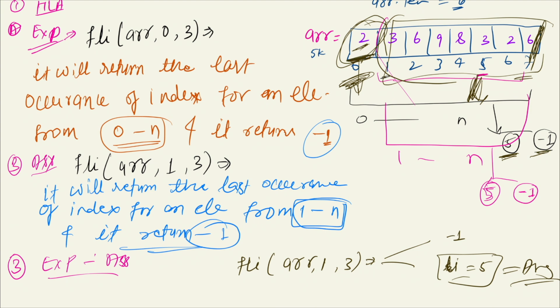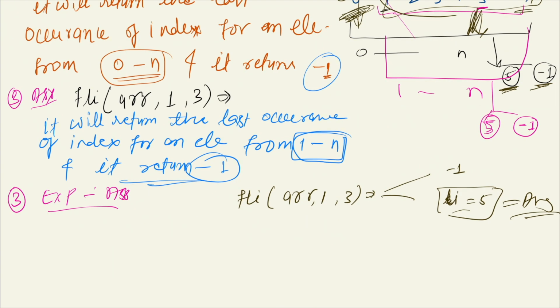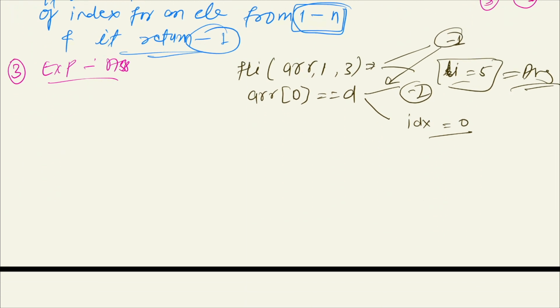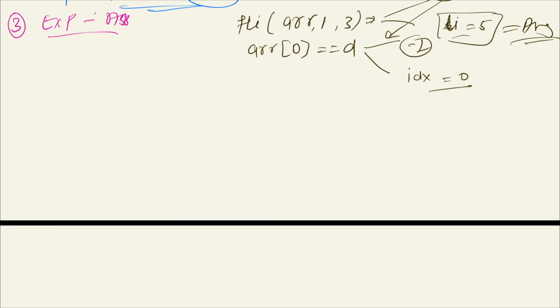For that it will return either the index or -1. So then only it will search whether array of 0 equals d. If it is true, then it will return the index, that will be 0, either -1. Okay, so now we will implement this concept, this logic, inside our program.